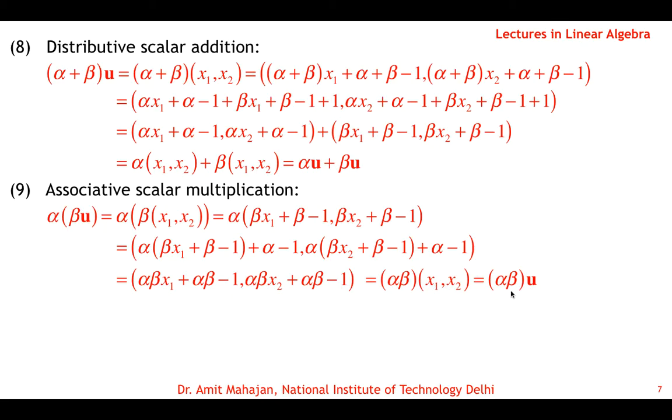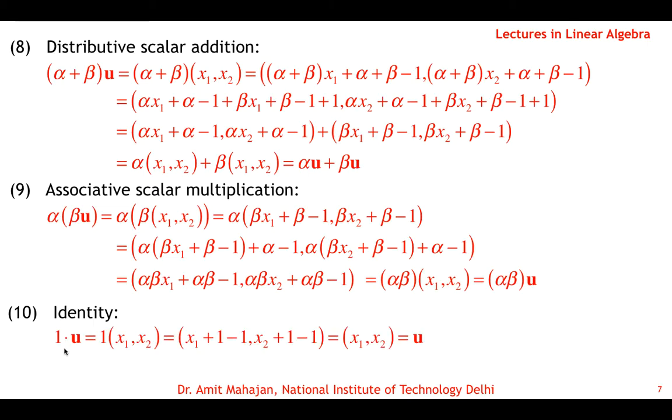And finally the 10th property says that 1 times u, where u is (x1, x2). Again we use the property that any scalar times (x1, x2) is scalar times first element plus scalar minus 1. Here the scalar is 1. So 1 times x1 plus 1 minus 1. Similarly 1 times x2 plus 1 minus 1. So it comes out to be (x1, x2), which is u. So the 10th property is also satisfied.